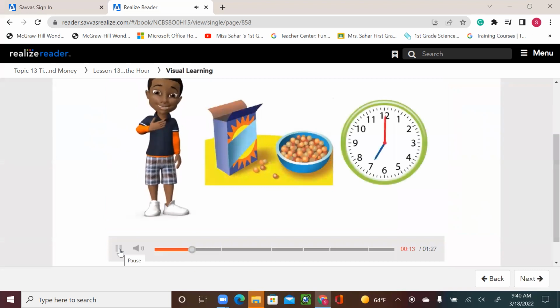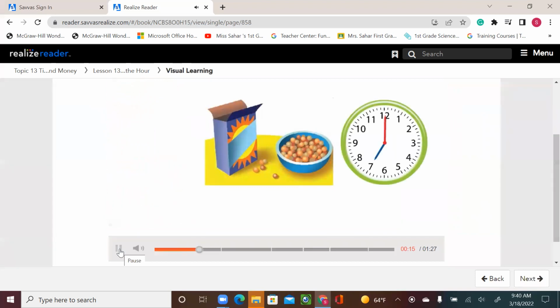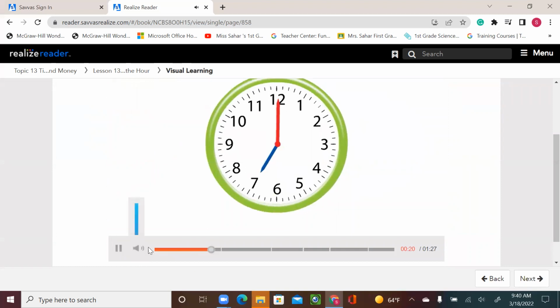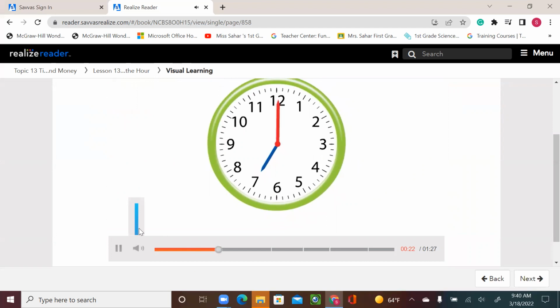I eat breakfast at 7 o'clock. The clock shows 7 o'clock. How do you know that the clock shows 7 o'clock? All right, I know that this is the hour hand and it's pointing to 7, and this is the minute hand, the long one, and it's pointing to 12. So it's 7 o'clock. The hour hand points to 7 and the minute hand points to 12.